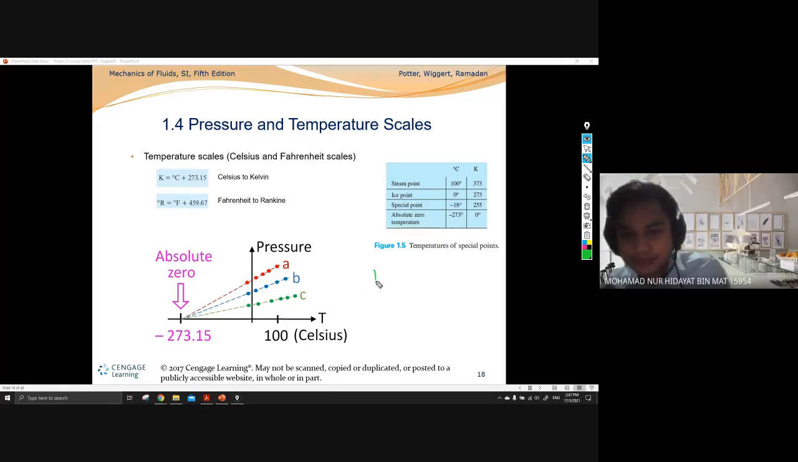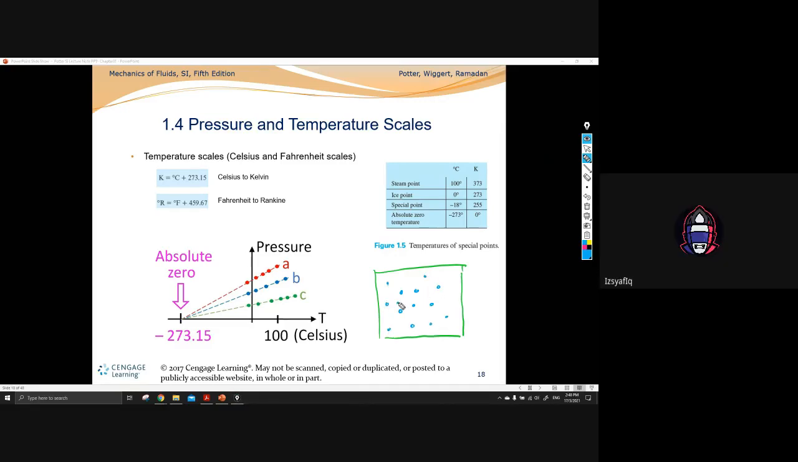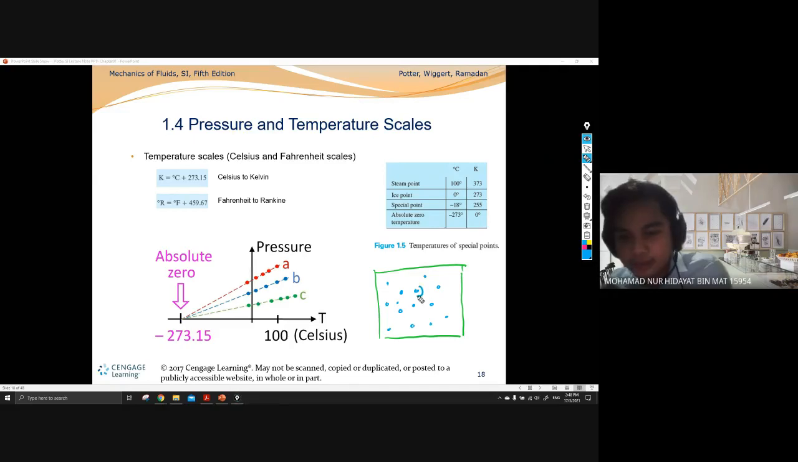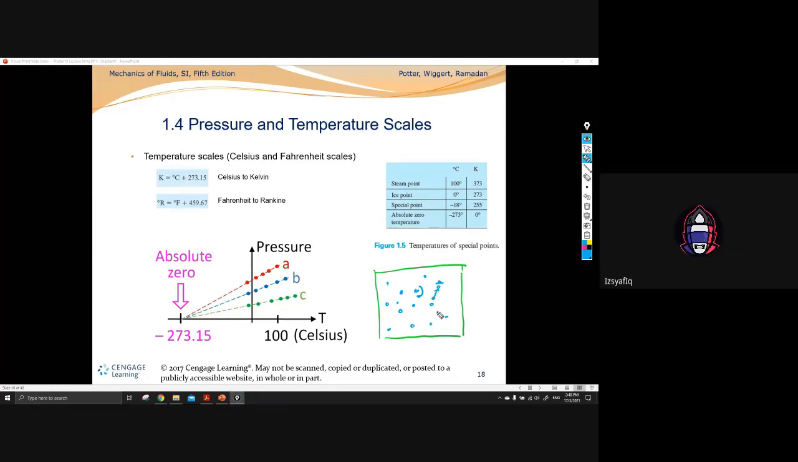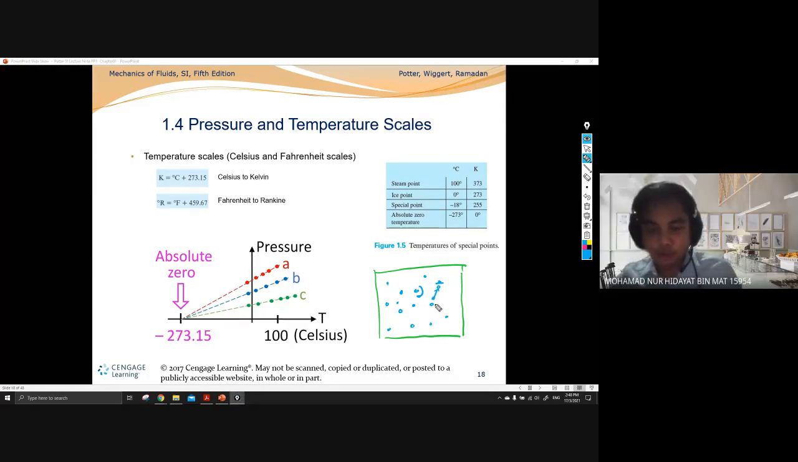For example, this is a container. Inside the container, we have air. Inside the air, we have molecules, right? What do you think these molecules will do? Do you think they will rotate? They will vibrate, and they will collide, right? Yes, because these molecules possess energy.